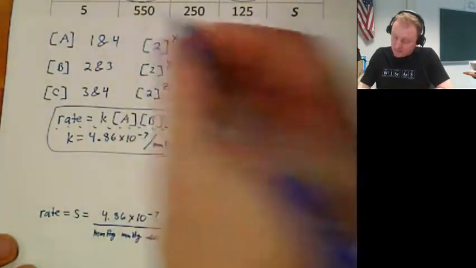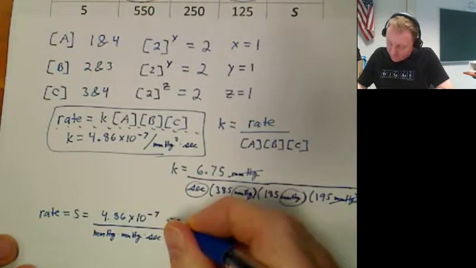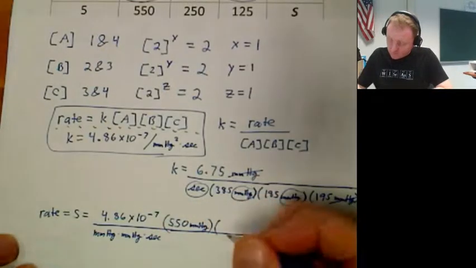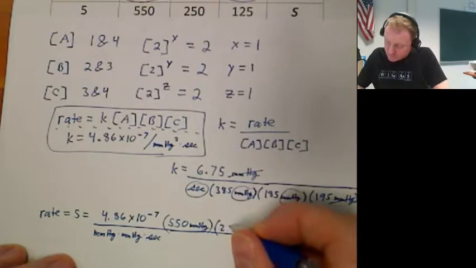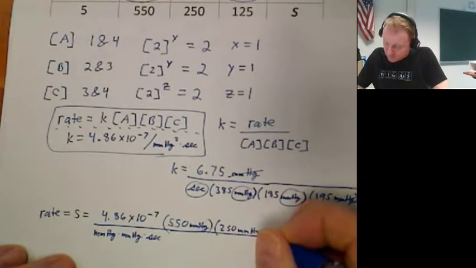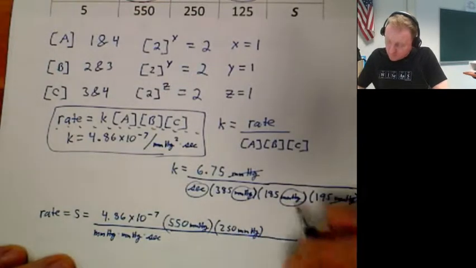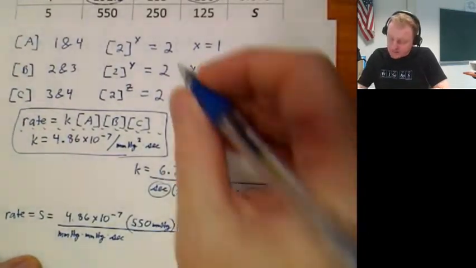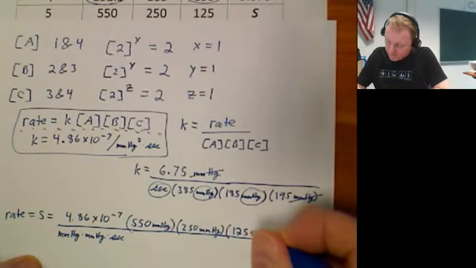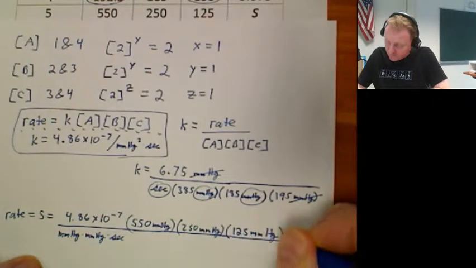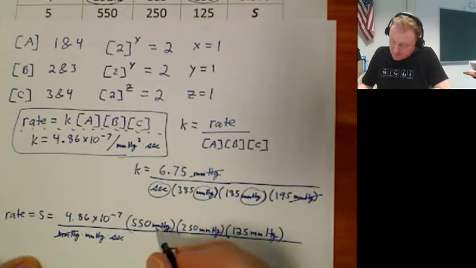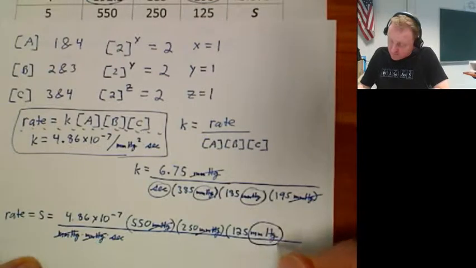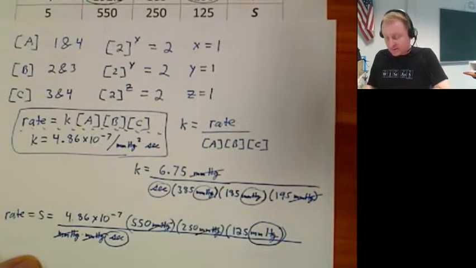A, so 550 millimeters of mercury. B, 250 millimeters of mercury. And C, 125 millimeters of mercury. Millimeter of mercury cancels out with millimeter of mercury, millimeter of mercury, millimeter of mercury. Our answer is millimeters of mercury per second, which is rate, so that's a good thing.